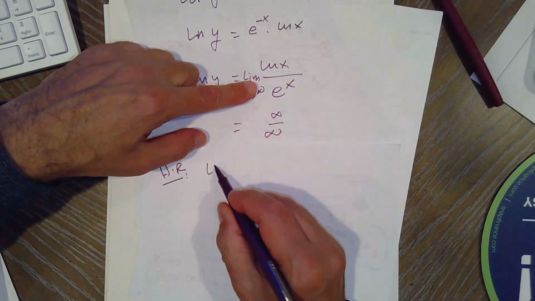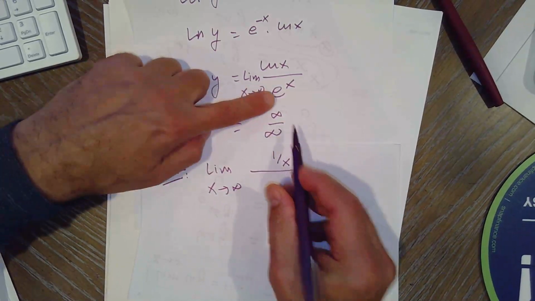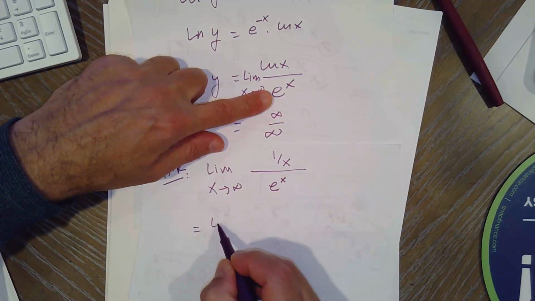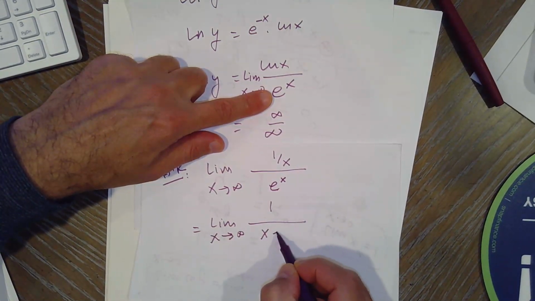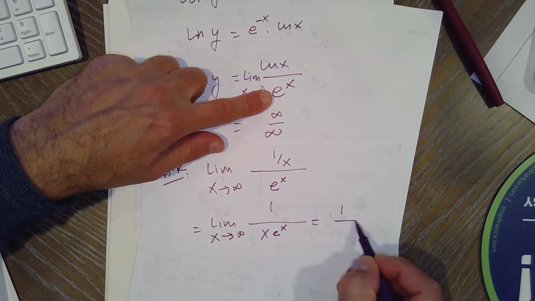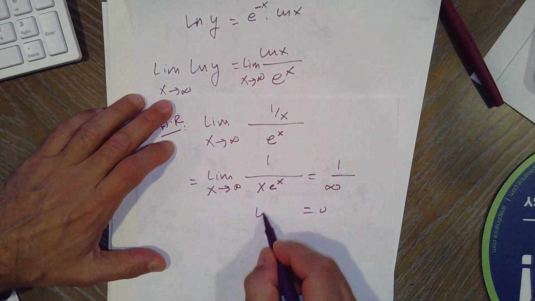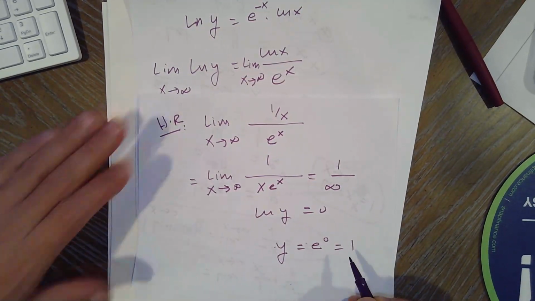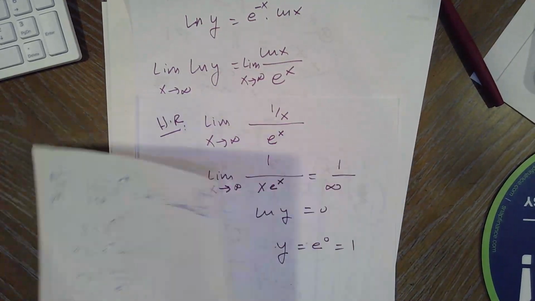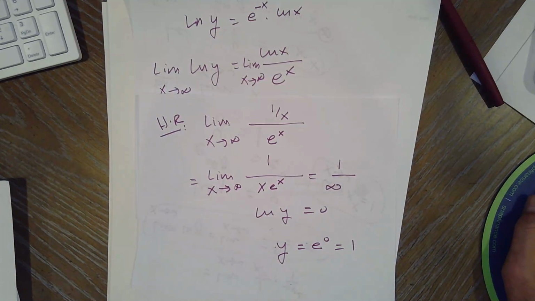The derivative of ln of x is 1 over x. The derivative of e to the x is e to the x. So this is the limit as x goes to infinity of 1 over x e to the x, which is 1 over infinity, which is 0. So we found that ln of y equals 0, so y equals e to the 0, which is 1. And that's it for 4.4. Please review all these rules and make sure you know how to deal with each and every one of them.